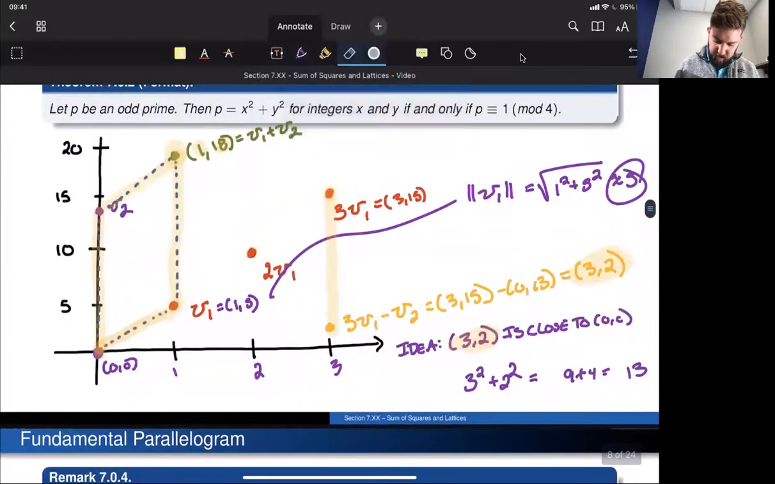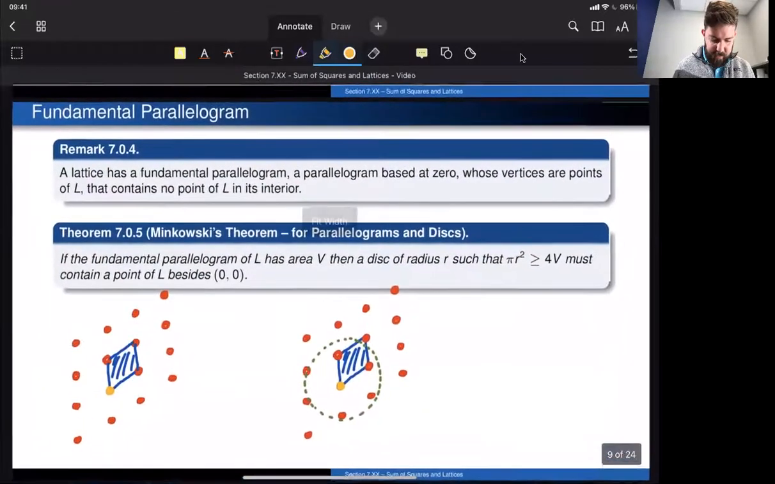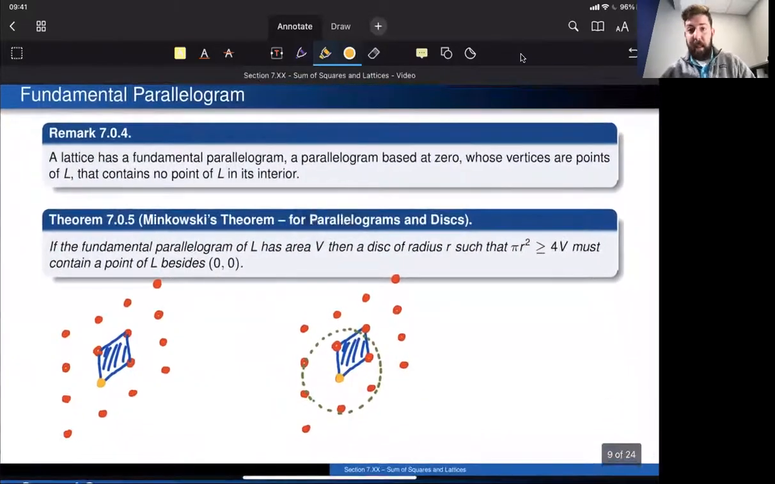If I go back to this little picture, you can kind of see it sketched out in these little blue dashed lines. So it's that little shape that's generated by the vector v1 and the vector v2, and then I connect them to having the sum of them. So that little thing has an area. In higher dimensions, it's going to have a volume. And the volume of that thing is actually going to be connected to some circles that must contain a point. And that's going to be Minkowski's theorem.